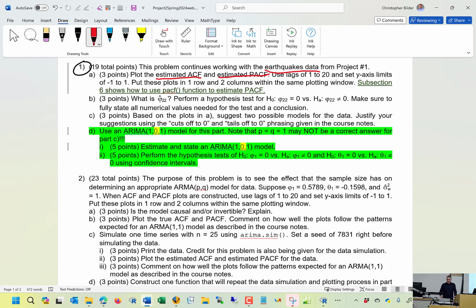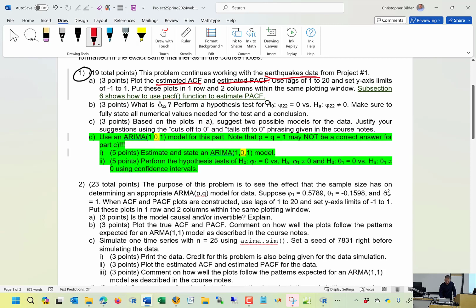Subsection 6, and I kind of alluded to this before, actually shows you in R how to estimate the PACF. And as you might expect, there's a function called PACF. It works very similar to the ACF function.